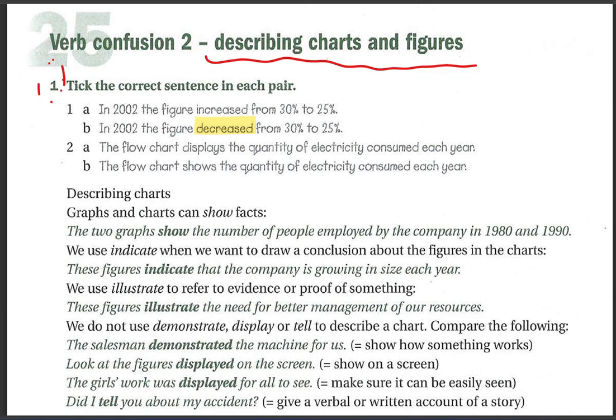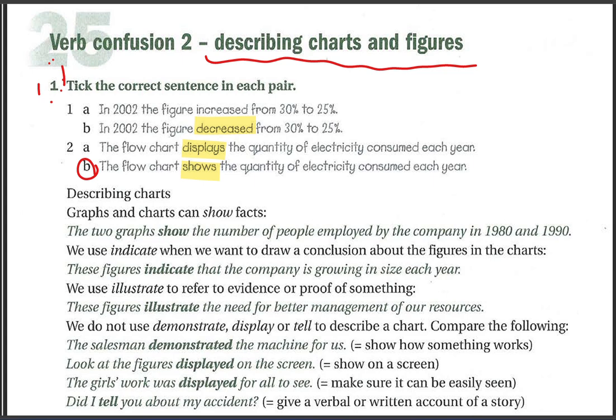Number 2. The flowchart displays the quantity of electricity consumed each year. The flowchart shows the quantity of electricity consumed each year. So the first one displays and the second one shows. Which one to use?